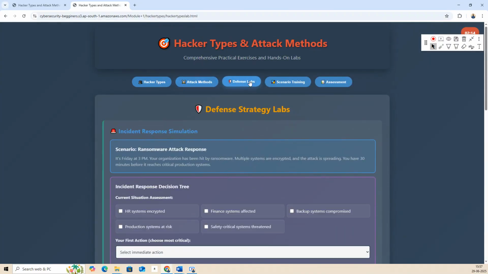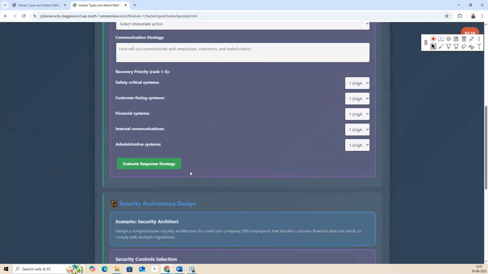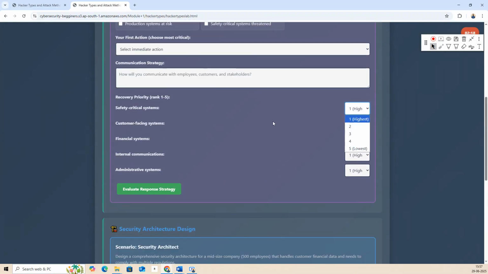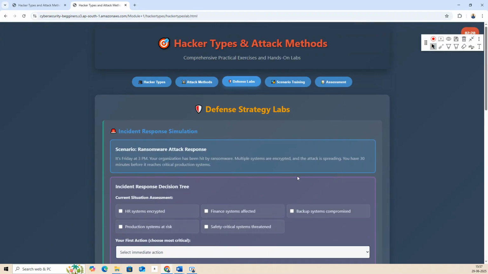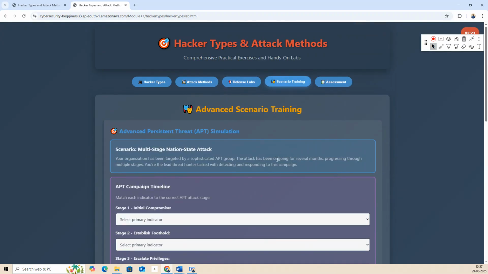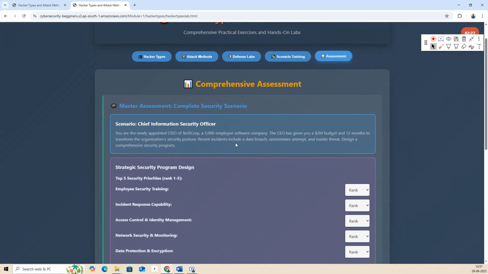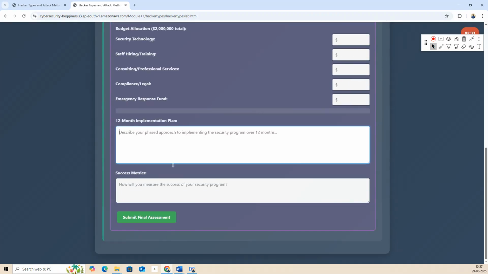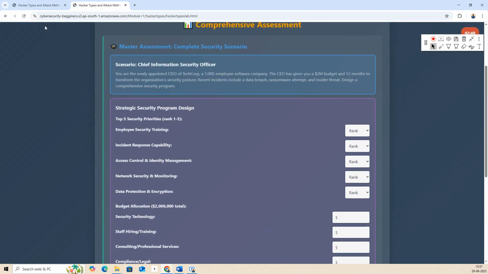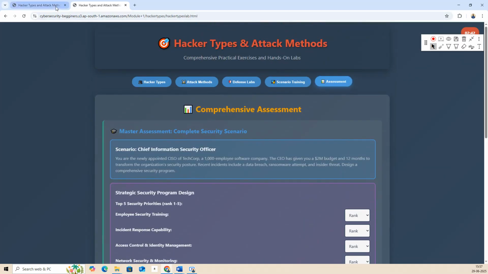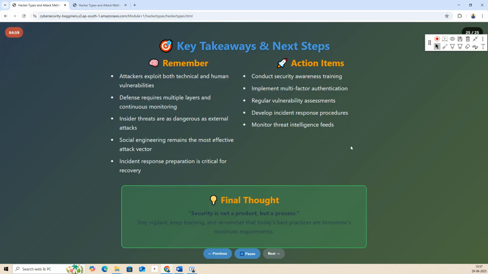Then you can come to defensive lab, and similarly you have scenarios and things like this. High, low, you can just give and try to check the scenario trainings. Then we have assessment here, which has a CIS, has a CSIRT. What would be your assessment for this? And you can analyze, give some plans and all these things, and submit your final assessment in this lab. So this is all about your hacker types and attack methods.